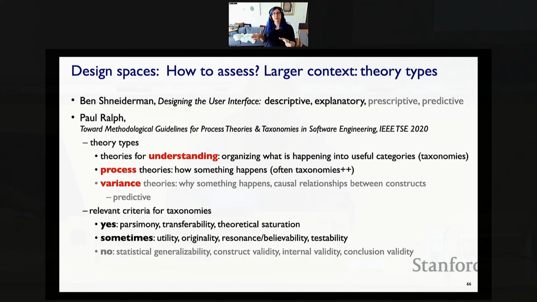He specifically argues that questions like statistical generalizability and things like construct, internal, or conclusion validity are the kinds of questions you ask of predictive theories like variance theories, but not for the kind of stuff we're doing with design spaces and taxonomies. And so I find this a useful way to guide thinking. And I wonder if as a field, we could really make these distinctions and think about these criteria in addition to descriptive and generative and evaluative power.